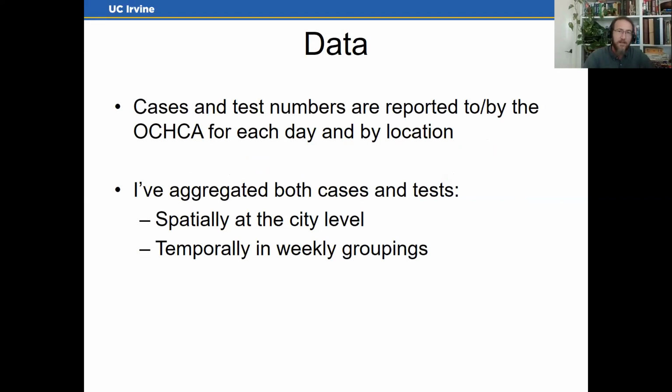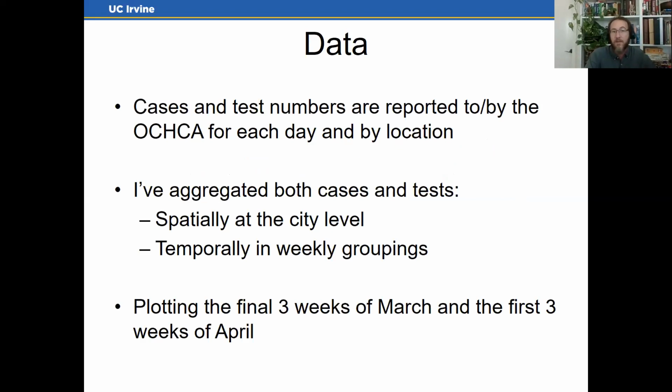If you look daily, it kind of fluctuates a bit over time, but if you lump them into bigger groups, like a couple of days up to a week, it kind of smooths it out so you can get a better picture of what's going on. And then what I'm doing here is I'm plotting the final 3 weeks of March. Right, so the epidemic in Orange County really kind of started mid-March. And so I'm taking the last 3 weeks of March, say March 11th through March 30th, and the first 3 weeks of April.